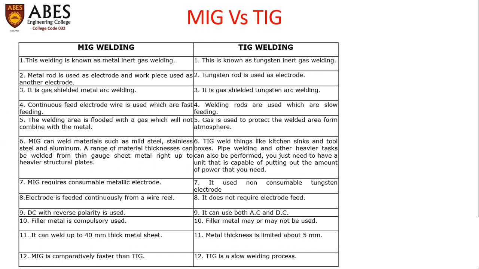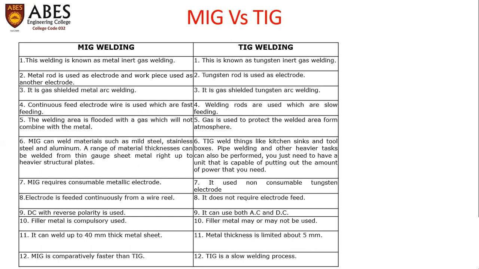MIG can weld materials such as mild steel, stainless steel, and aluminum. A range of material thickness can be welded, from thin gauge sheet metal right up to heavier structural plate, whereas TIG can weld things like kitchen sinks and toolboxes. Pipe welding and other heavier tasks can also be performed. You just need to have a unit that is capable of putting out the amount of power that you need.